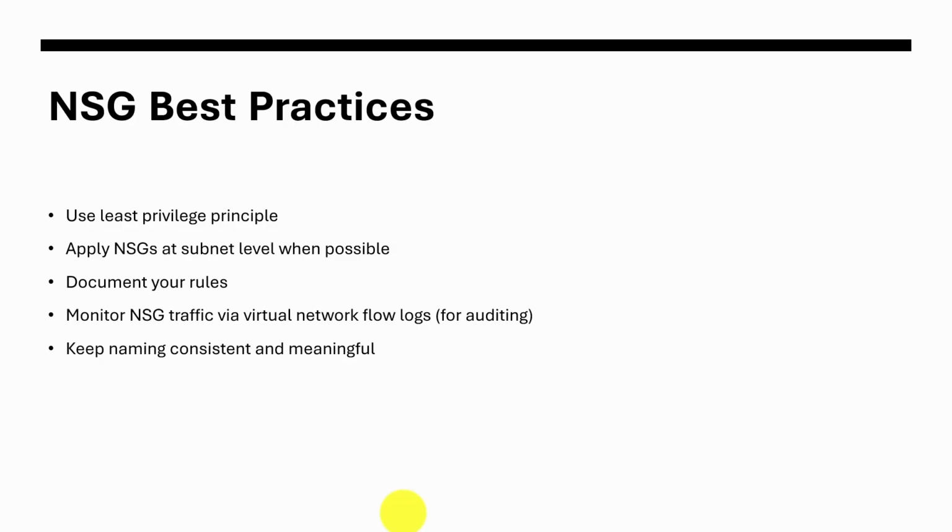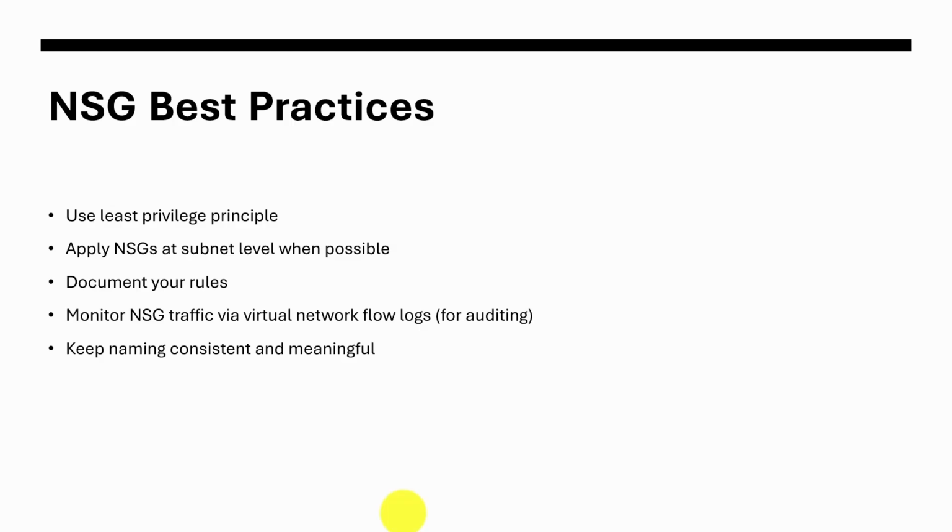Now, you can enable virtual network flow logs as well to monitor the NSG traffic if you want to further troubleshoot, for advanced troubleshooting. If you can't figure out what's going on, if the network connectivity is not working as expected, you can use network flow logs to further troubleshoot. This is optional, but if you think that you're going to need some advanced troubleshooting options, it is something that you need to consider, but once again, it is optional.